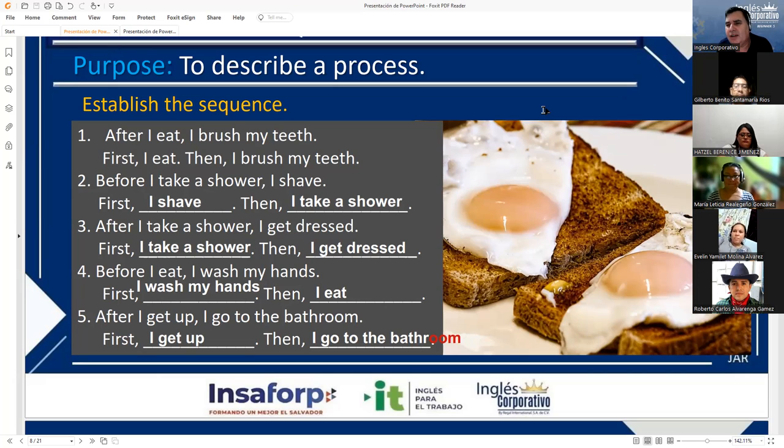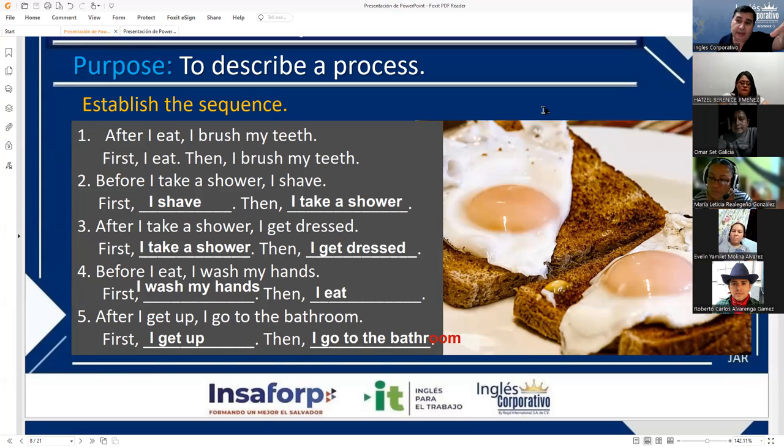Where is the bus driver? Outside the bus or on the bus? Is on the bus. So what is first? First, I get on the bus. Then, I pay, right? First, I get on the bus, then I pay.